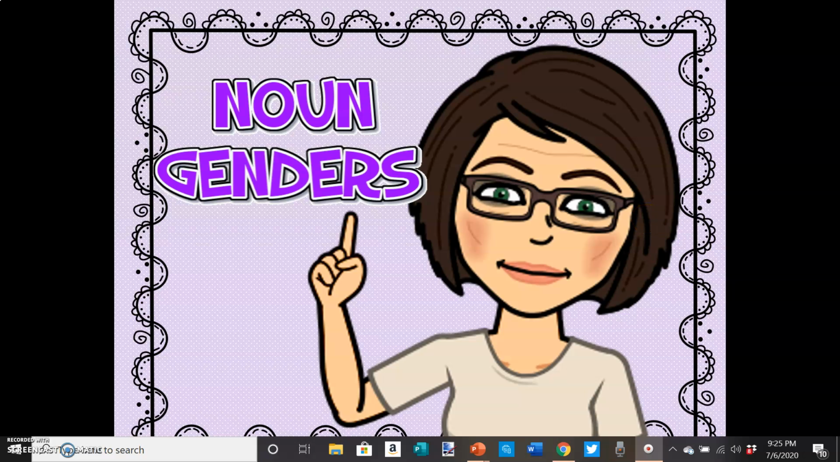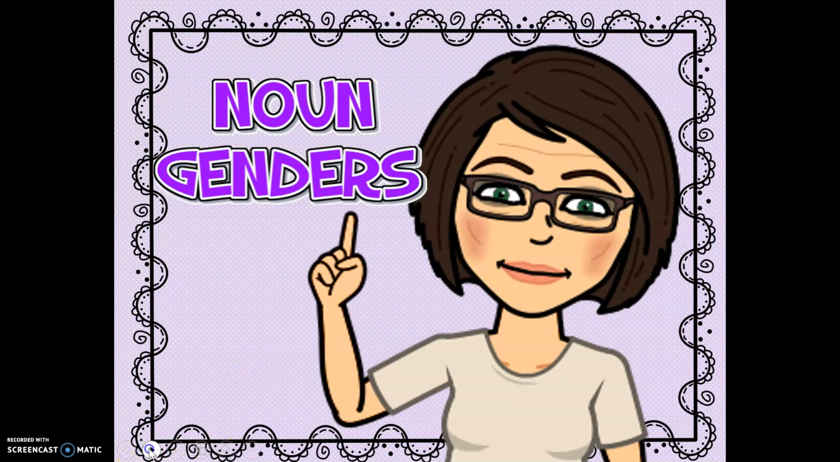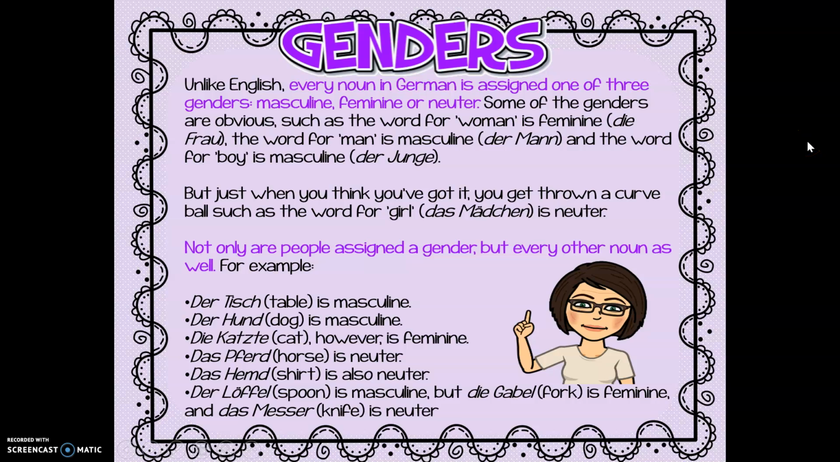Today we're going to talk about noun genders. Noun genders are one of the things that are very different from German to English. Unlike English, every noun in German is assigned one of three genders. So a noun is either a masculine noun, a feminine noun, or a neuter noun.